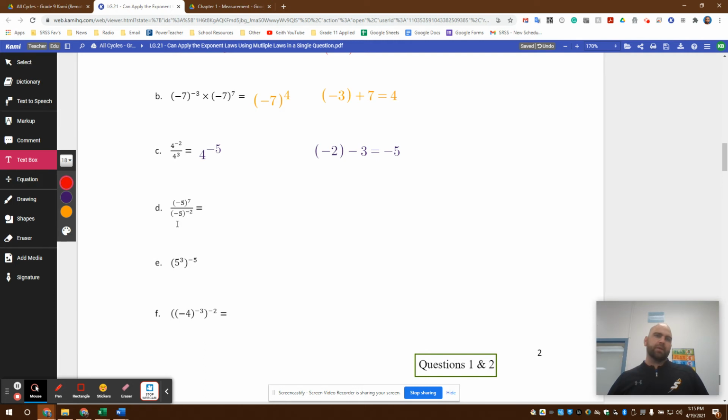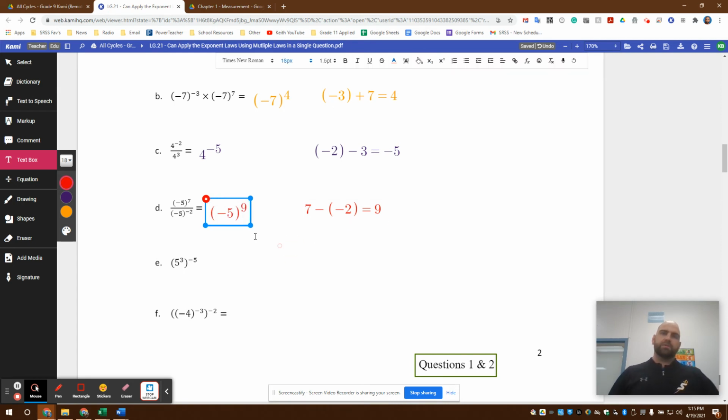All right, another example here. Again, same base. Now we have 7 and negative 2 as our exponents. And so we're going to do 7 minus negative 2. Subtracting a negative is adding the opposite. So we're adding a positive. So in this case, it is 9. And so our new power, still negative 5, but now to the power of 9. So it's negative 5 to the power of 9. All right, so that's dividing.